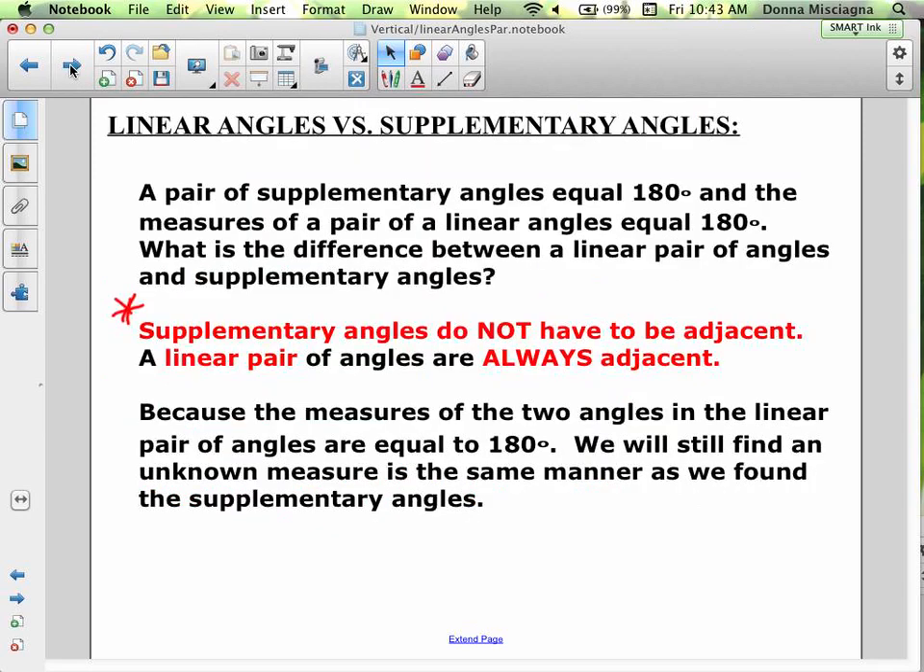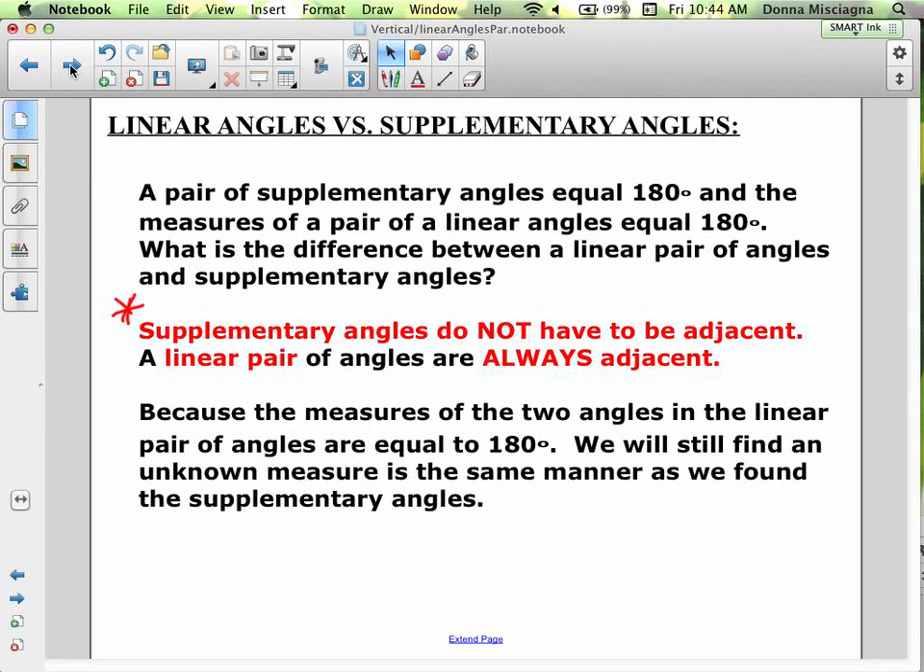So linear pair versus supplementary angles. And I have this in your notes as well, and it is a fill-in. So a pair of supplementary angles equals 180 degrees, and the measure of a pair of linear pair angles equals 180 degrees. What's the difference between a linear pair of angles and supplementary angles? Well, here's your fill-in for you.